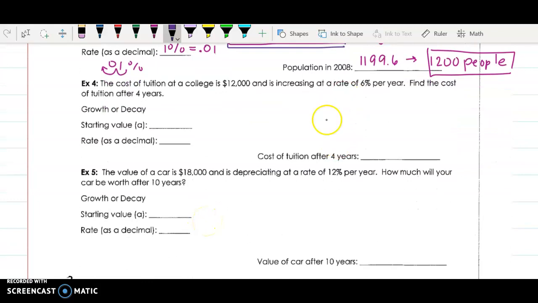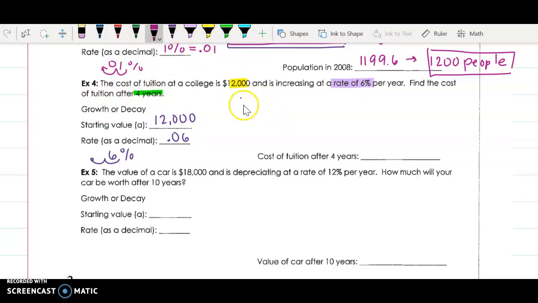In example 4, the cost of tuition at a college is $12,000, so our initial value is $12,000. It is increasing at a rate of 6% per year, so that will be 6%, as a decimal will be 0.06 for our rate. Find the cost of tuition after 4 years. So our time is 4 years.